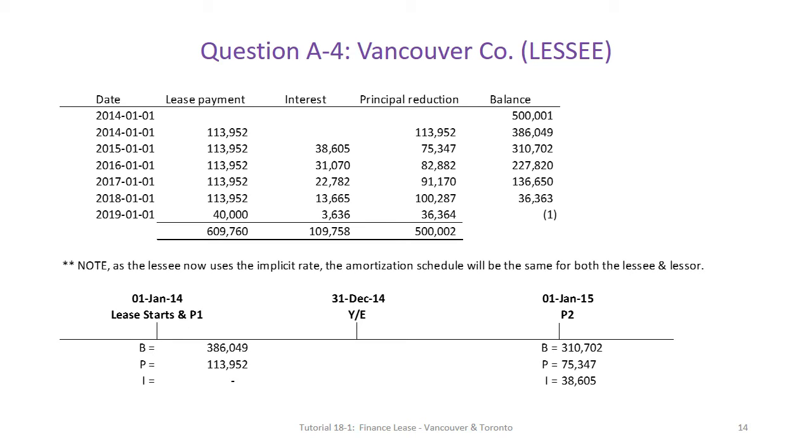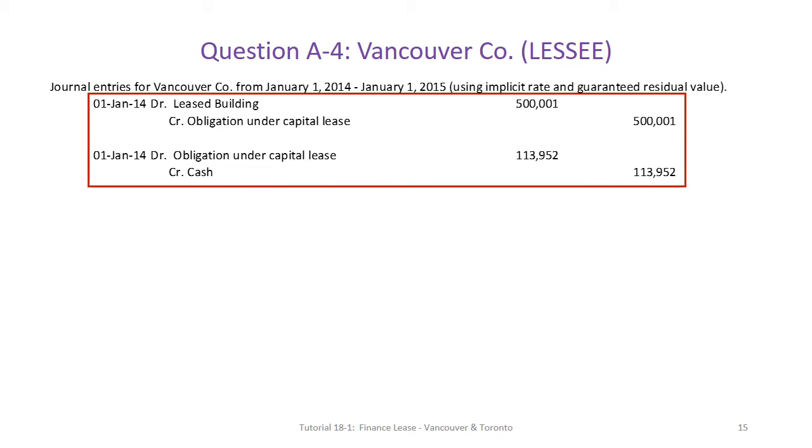So we can go through and create a new amortization schedule, this time with 500,000 as the beginning balance. Again, all of the first payment is principal reduction, leaving us with a balance of 386,049, and we would then calculate successively the interest each period by multiplying that balance times now 10%, right? Times 10% every time. Okay. Then back to our journal entries.